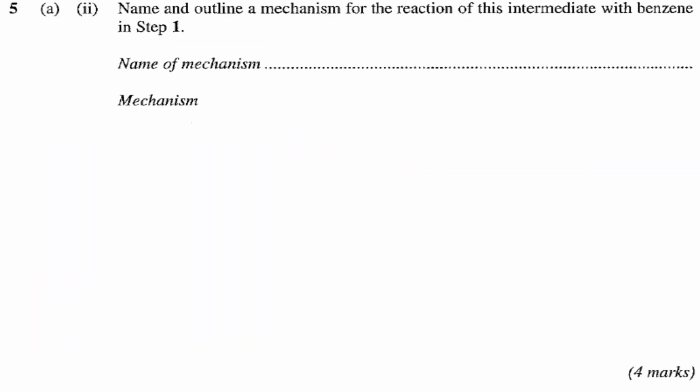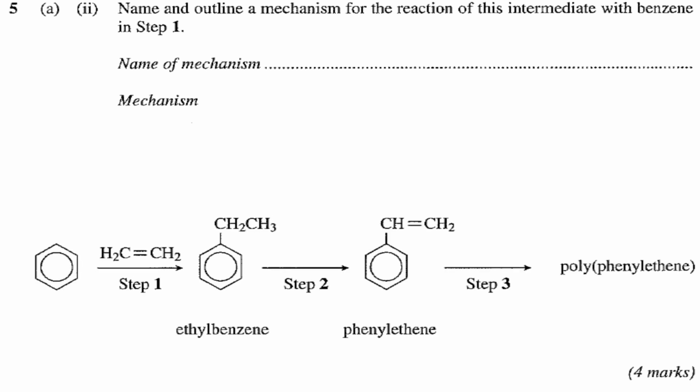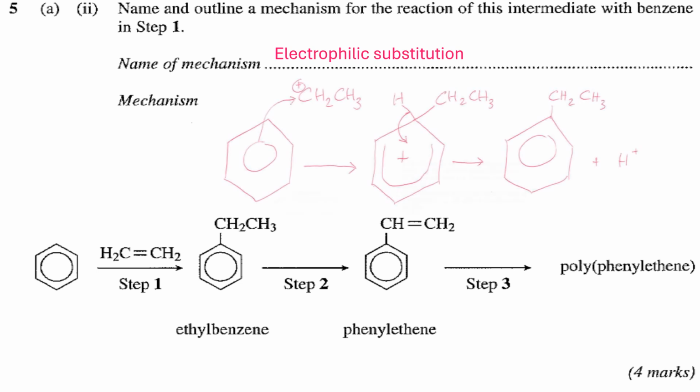So the next part is to name and outline a mechanism for the reaction of this intermediate with benzene in step 1. So just reminding ourselves what step 1 looks like. The mechanism is obviously electrophilic substitution, and the mechanism will look something like that. So I'm just going to put the marks in the mechanism where they would be awarded. So there's 4 marks on offer. The first mark is obviously for the correct name.